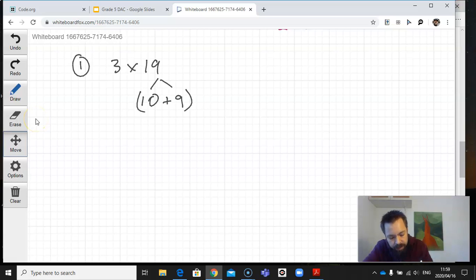Now I'm going to put my 3 there. And what I can now do is times out each of these pieces separately. So first I'm going to do 3 times 10. Very important. My plus goes there. Then I'm going to do 3 times 9.